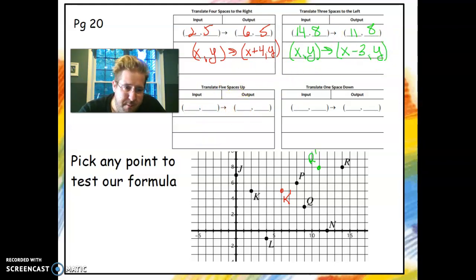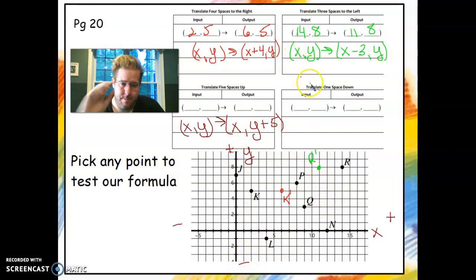Now for the rules for the other two, this is going to be (x, y) turns into... 5 spaces up means the X isn't going to change, only the Y is going to increase by 5. Now I showed you in the last video, this is the X-axis, this is the Y-axis. Increase to the right means plus, minus to the left, and then plus going up and minus going down is all you really need to know. Translate 1 space down, so that is on the Y-axis, and it's down, so it's minus. So it's going to be (x, y) turns into (x, y minus 1). That's 1 down.